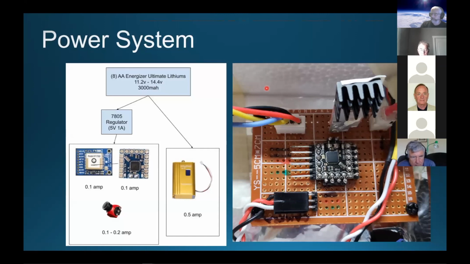So here is a discussion of the power system. So we had our AA Ultimate lithiums, pump those into a 7805 regulator to drive the GPS and the on-screen display module, as well as a Foxeer FPV camera. And all that total is maybe, you know, they're each rated at like 100 milliamps, but they don't draw anything near that. And then I found that this FPV transmitter, when it was transmitting, was drawing about a half an amp. All put together, it was actually drawing about 0.6 amps, 600 milliamps.